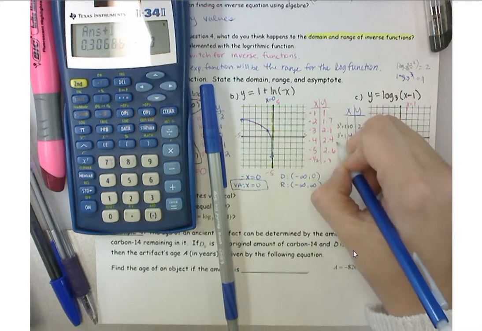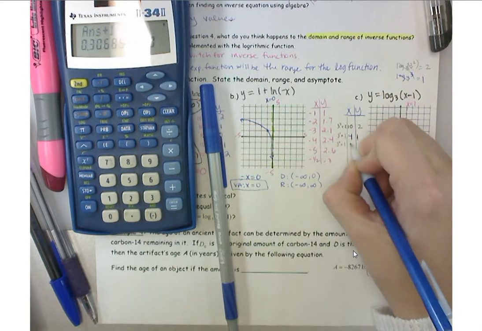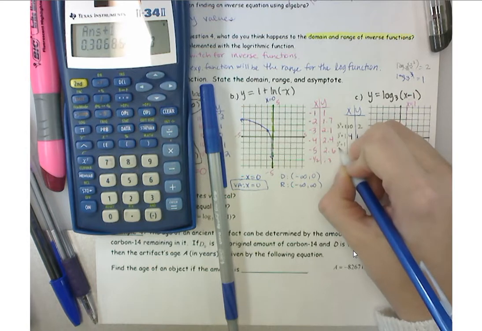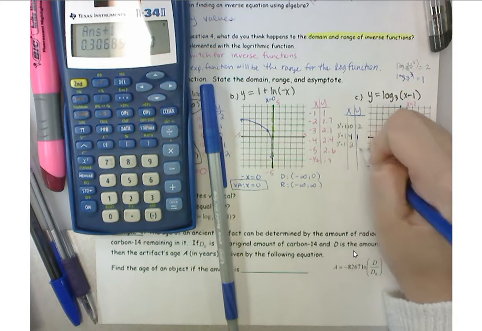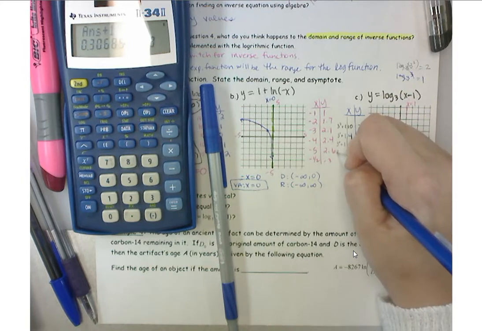So 3 to the 0 plus 1 is what? What's 3 to the 0? 1. 1 plus 1 is 2. My exponent is 0. This should be 0. If I did 3 to the negative 1, what's 3 to the negative 1?